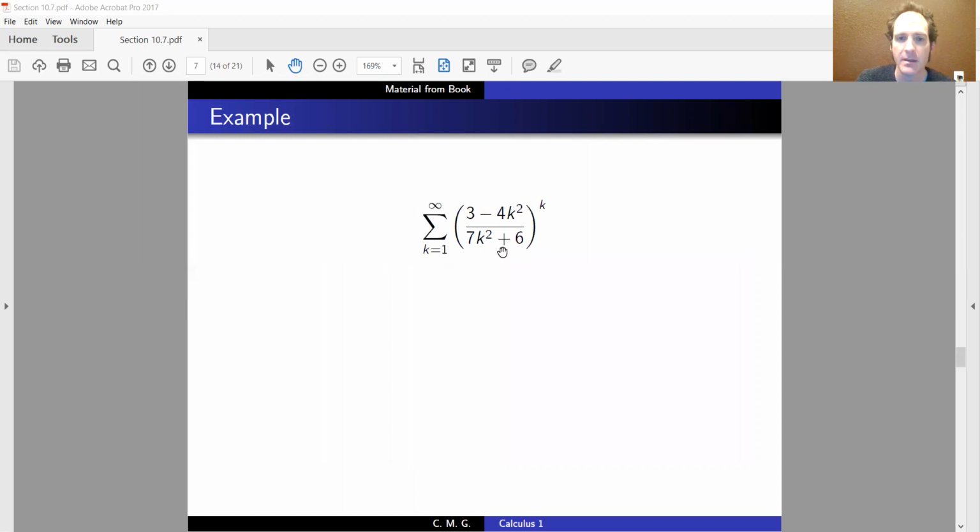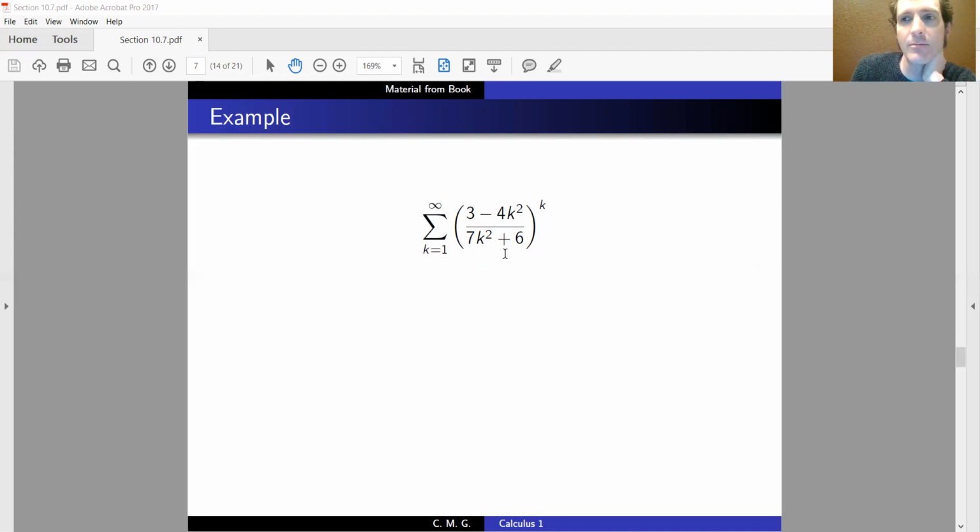Same sort of deal. So let's take a look here. What I'm looking at here is 3 minus 4k squared over 7k squared plus 6, all to the k power. And you're going to see, if I tried to do the ratio test, I've got a k plus 1 throughout all terms here. I've got a k on the bottom throughout all terms here. You're going to have things like k squared to the k and k plus 1 squared to the k plus 1. And so the base does not match. I can't just cancel what I'm trying to do here. So I cannot do the ratio test in this situation very well.